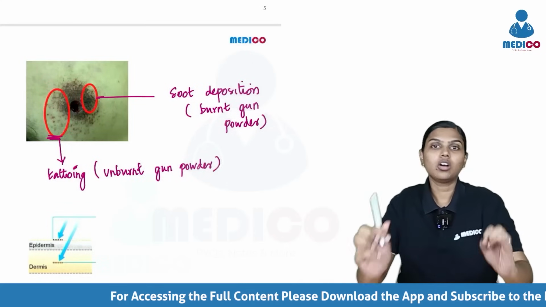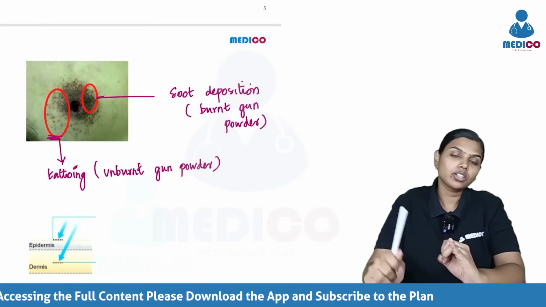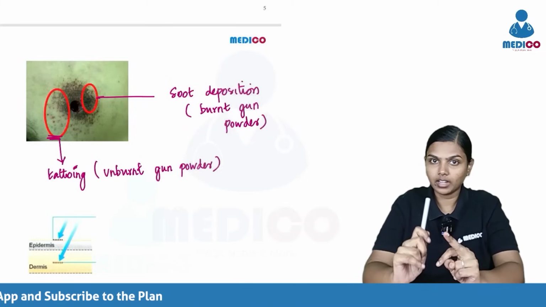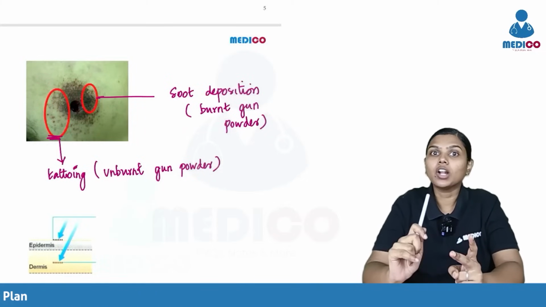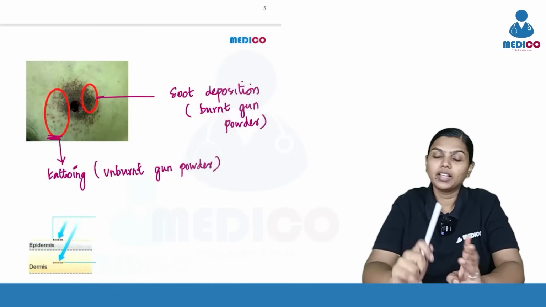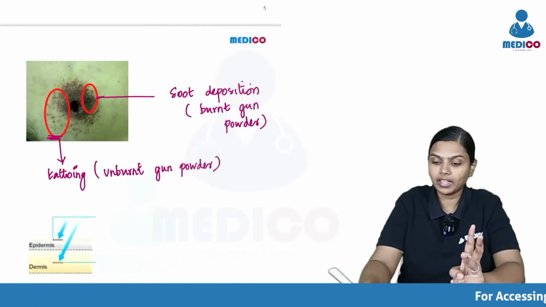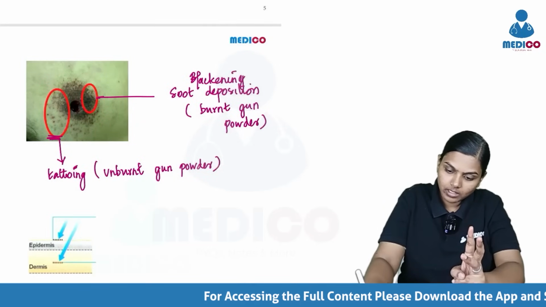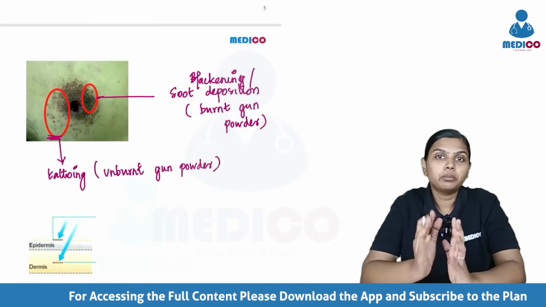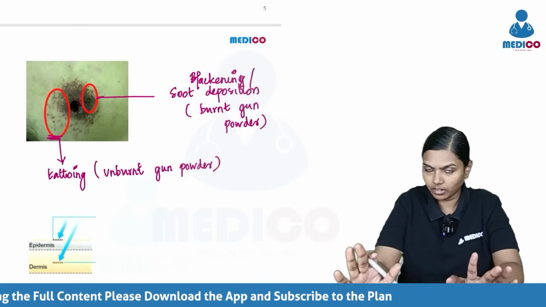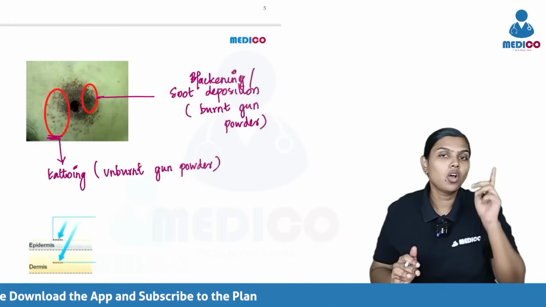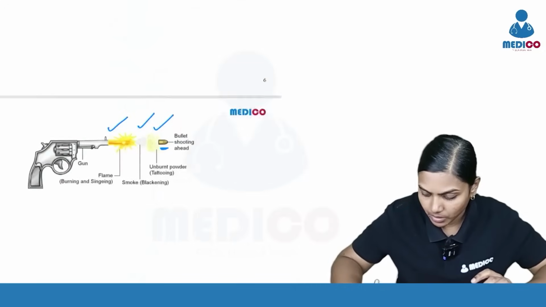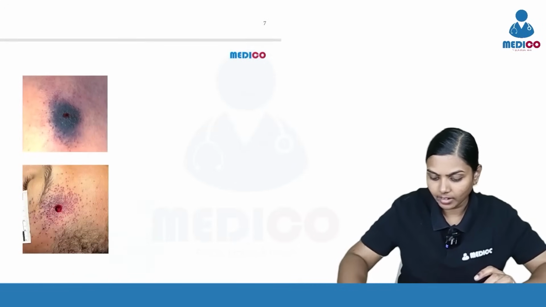Clear? So the wound along with the abrasion collar, grease collar, is caused by your bullet. Next, tattooing is caused by your unburnt gunpowder. Then soot, also known as blackening, is caused by your burnt gunpowder. Clear? Now we have seen three things. One more thing is left, that is flame. So flame is what? It is nothing but fire, right?